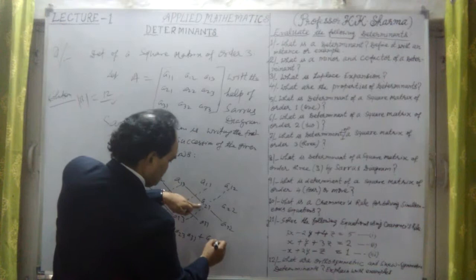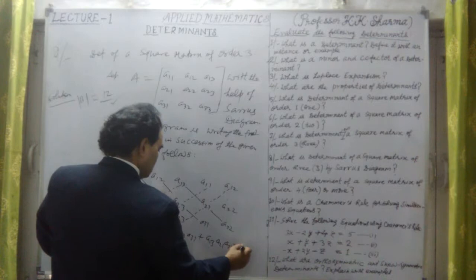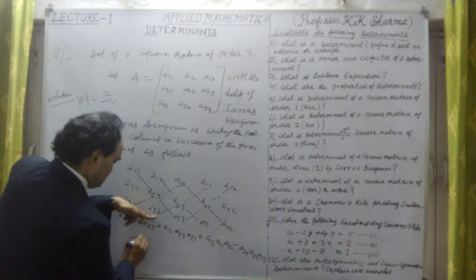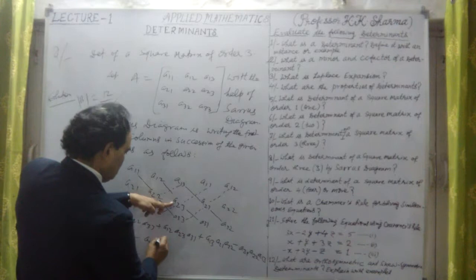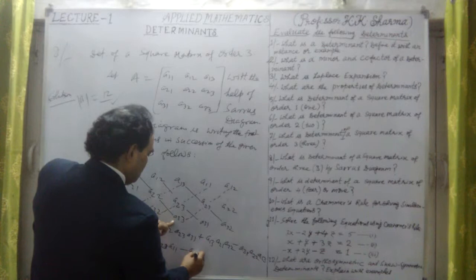Now, these non-diagonal values, this is with a minus sign. A31, A22, A13. Then the second, with a minus sign, A32, A23, A11. And with a minus sign, the last value, A33, A21, A12.